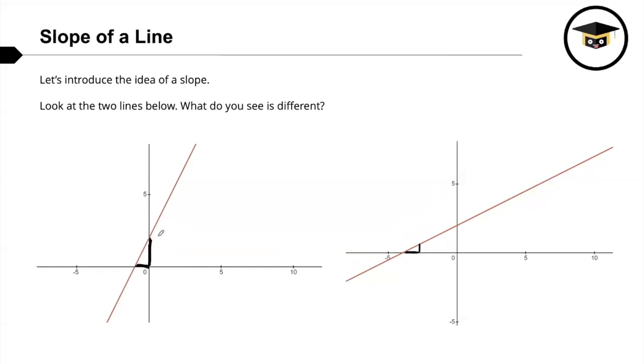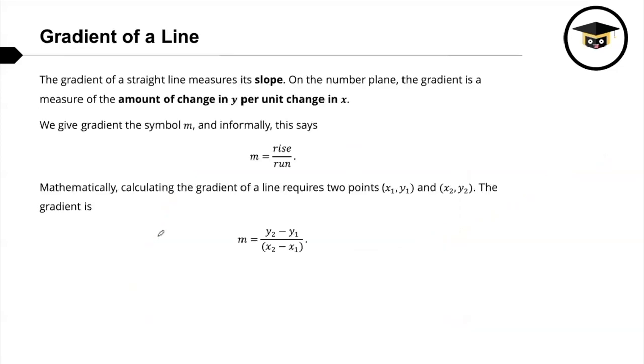So let's try and formalize this and talk about what that actually means. The gradient of a line measures its slope. On the number plane, the gradient is a measure of the amount of change in y, remember, y was our vertical axis, per unit change in x, which was our horizontal axis. Basically, we're saying how far does it travel up for going across? We give the gradient the symbol m, small m. That is very different to capital M, which is what we used for the midpoint formula. And so we say that gradient is defined as rise over run.